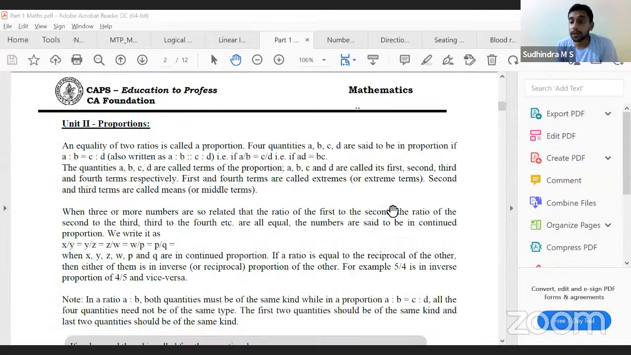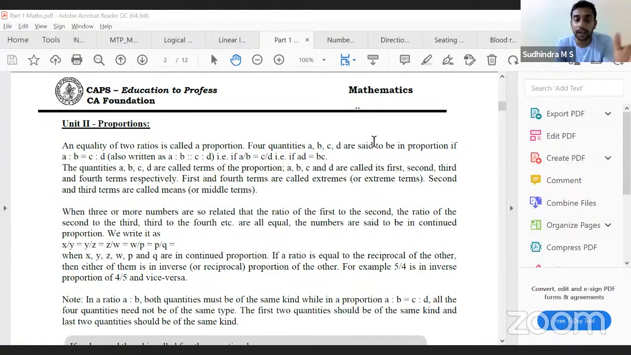Next part of this chapter is proportion. What is proportion? Equality of two ratios is proportion. Right? Four quantities A, B, C, D are said to be in proportion if A is to B is equal to C is to D.